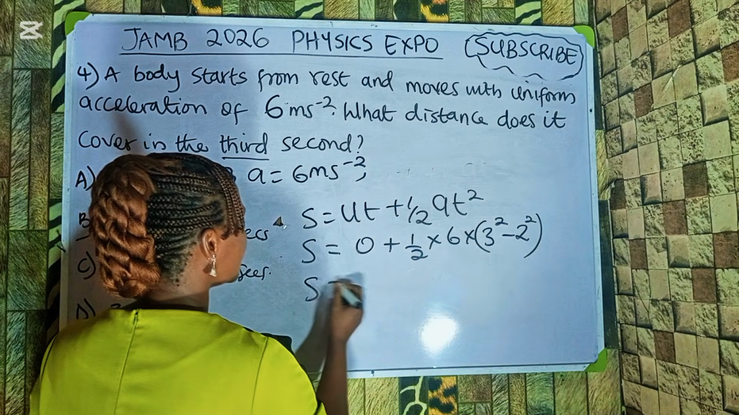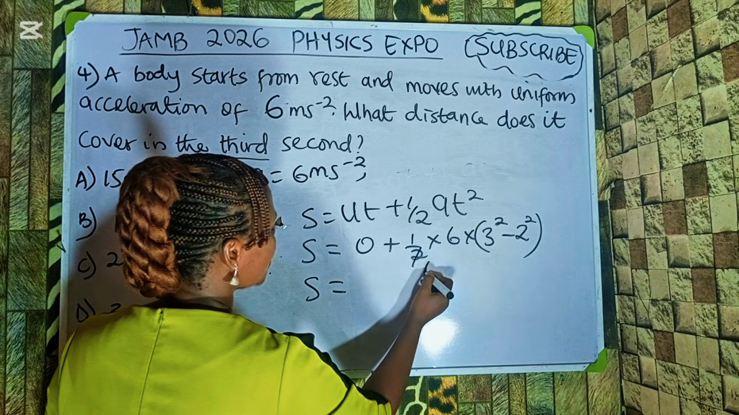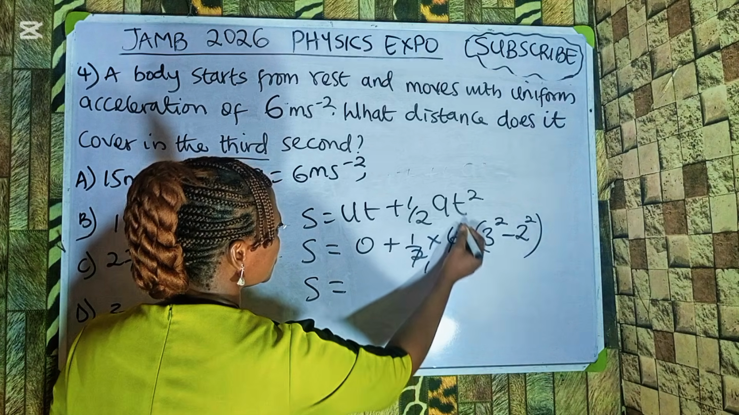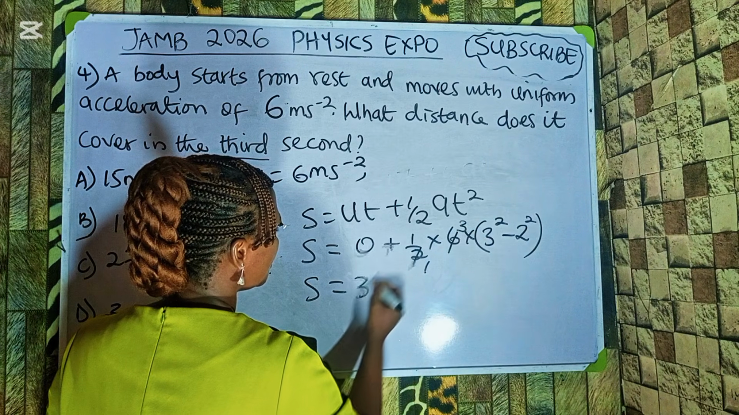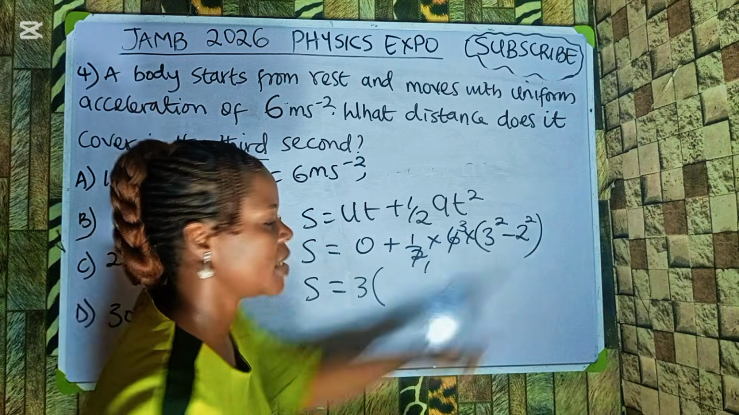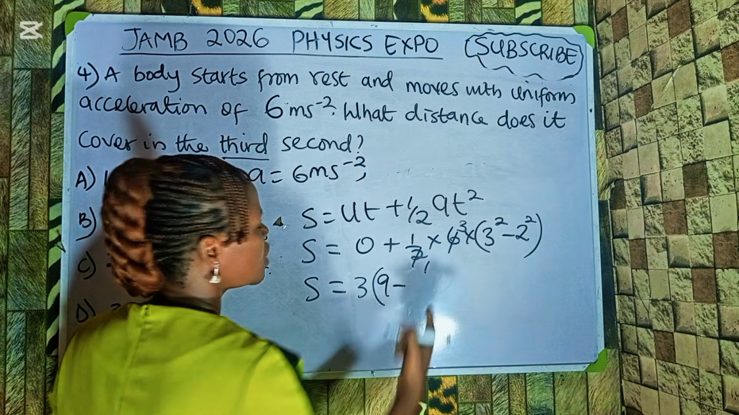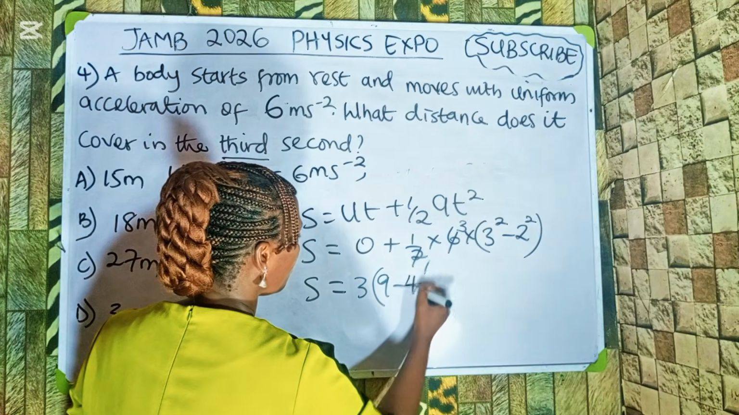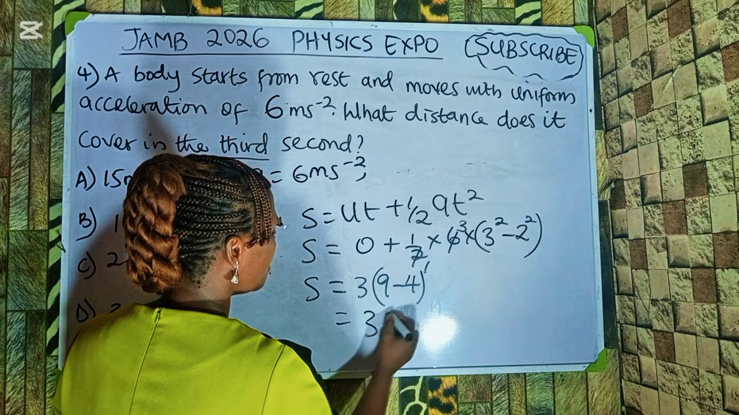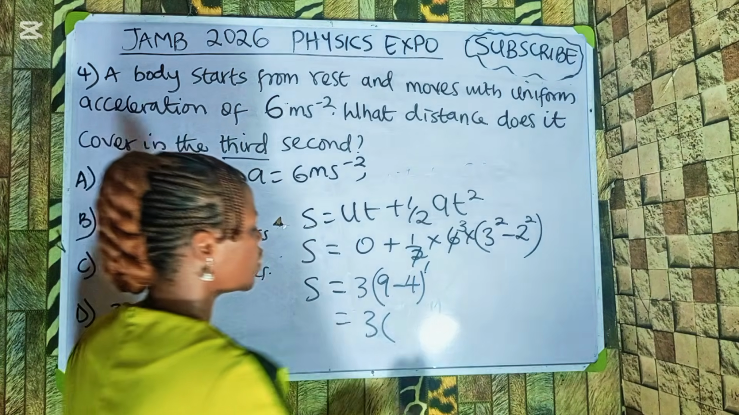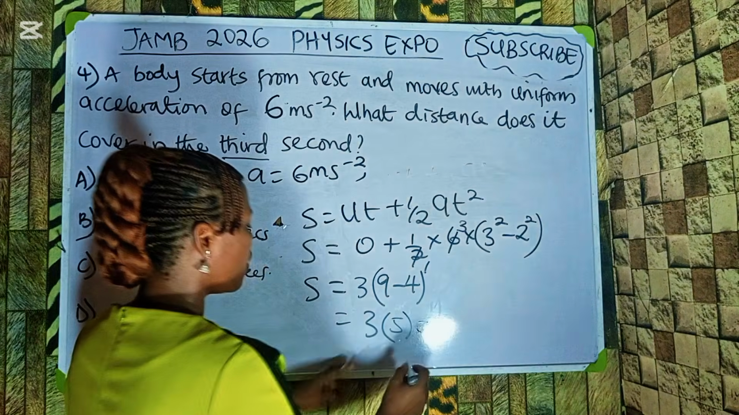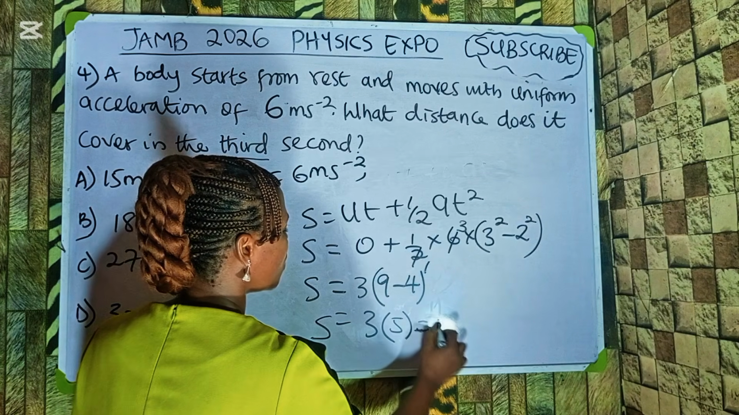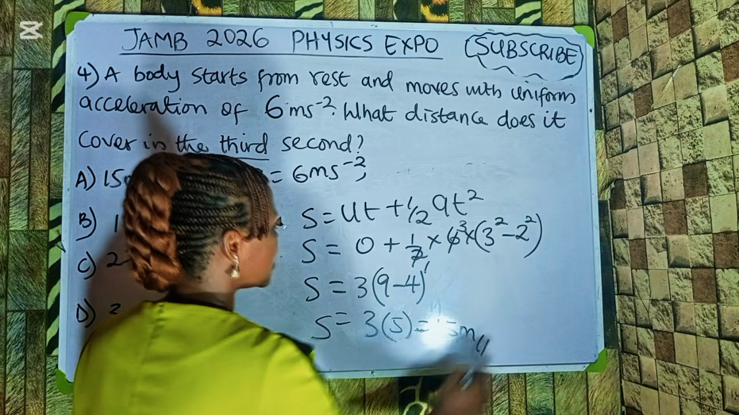Okay, so this is x is equals to, 2 can cancel itself to give us 1. 2 can cancel 6 to give us what? 3, right? So this is 3 bracket, 3 square is 9. I'll say 9 minus 2 square is 4. I'll say what? 4, right? So this is 3 brackets, 9 minus 4 is going to give me 5. And by the time I multiply, my distance is equals to what? 15 meters. Is that clear?